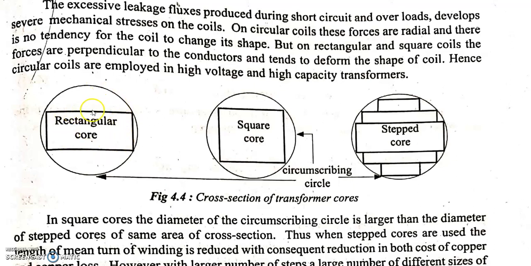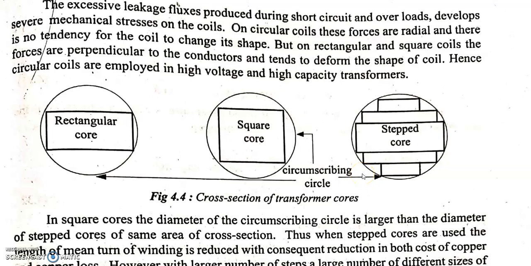Rectangular cores are preferred. In cores, there are three types: rectangular core, square core, and multi-stepped core. This rectangular core is suitable for low voltage application. Square core and stepped core are suitable for high voltage application. So this rectangular core with rectangular coil is used in shell type transformer for low voltage application, and the square core and multi-stepped core are used in high voltage applications, that is, in core type transformers.